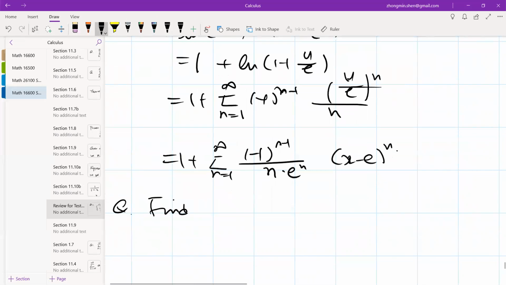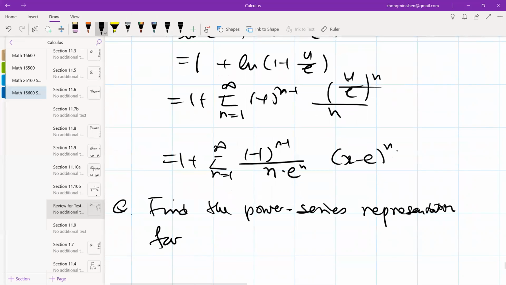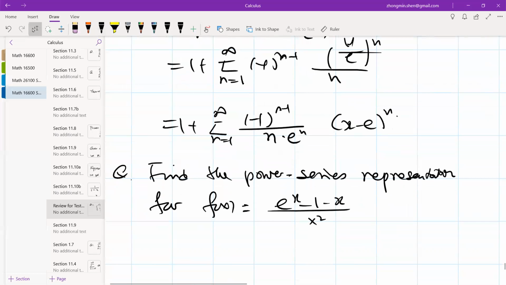Okay, find the power series representation for the function f of x equals e to the x minus 1 minus x, divided by x squared. Whoa. Okay, no, I'm not going to divide by.